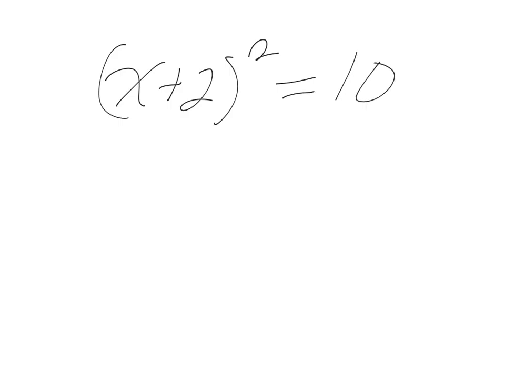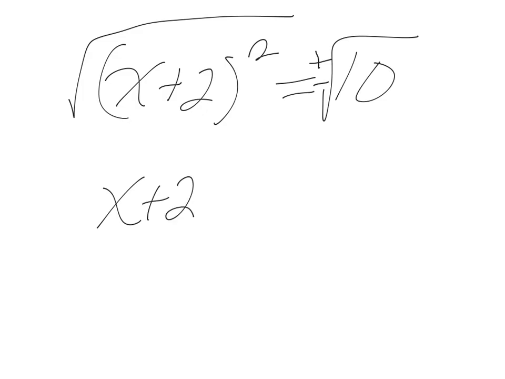So another problem would be that x plus 2 squared equals 10. Let's solve that the same way. We'll take square roots of both sides, except when we take that square root on the right-hand side, we have to use the fact that the square root is going to be plus or minus the square root of 10. So on the left-hand side, the square root and the square cancel out, and we're left with x plus 2 equals plus or minus the square root of 10.